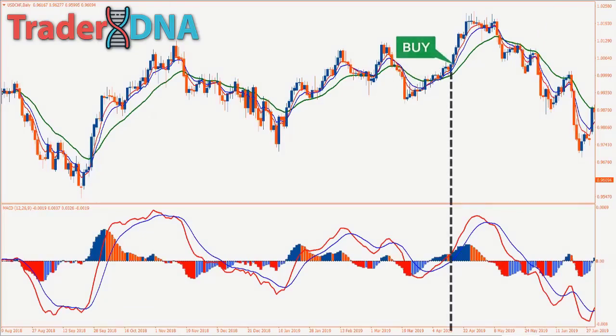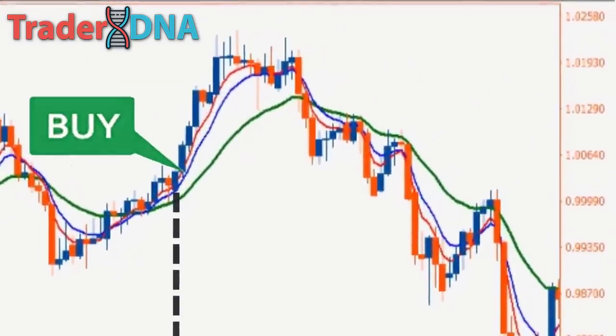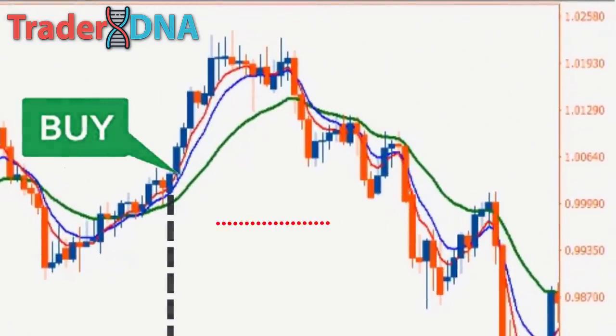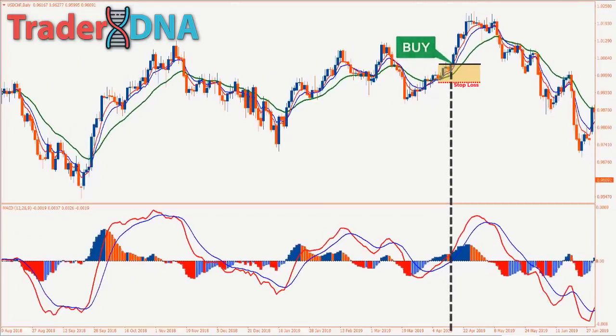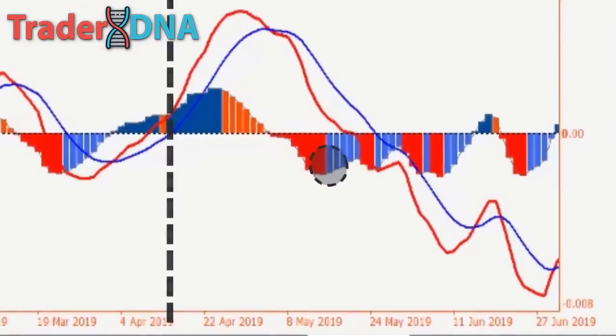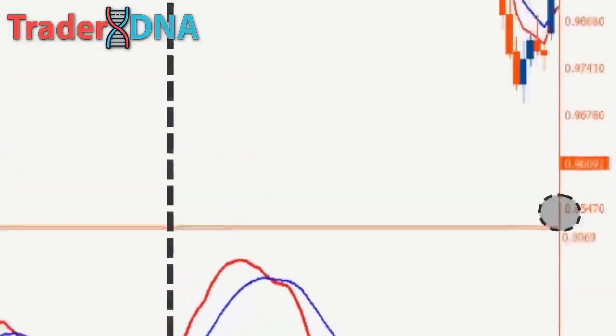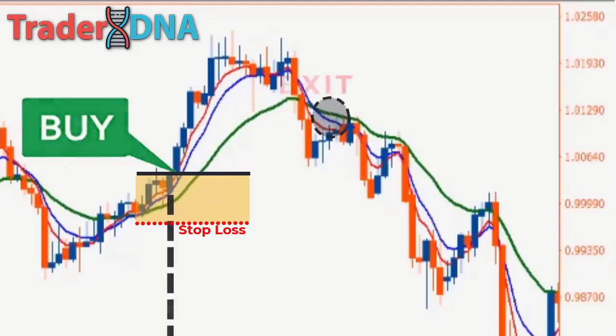The initial stop loss will be below the recent swing low. Close the buy position when, first, MACD histogram bars appear below the middle line, or second, the red 5 EMA line crosses below other EMA lines.